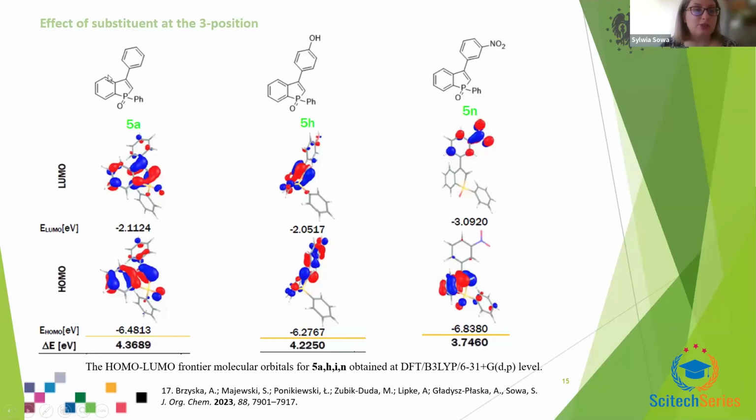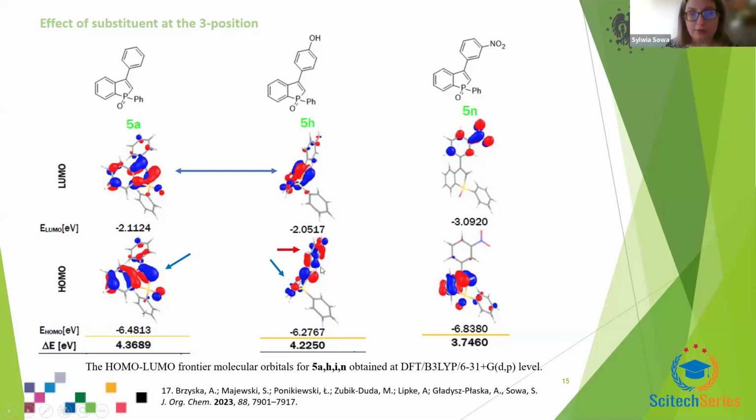For this study, we selected 3 different benzophospholes possessing phenyl, hydroxyphenyl, and meta-nitrophenyl groups. For 5A and 5H, their electron density maps are determined mostly by the benzophosphole ring. So this part of the compound decides the properties of the compound, and the only difference between 5A and the substituted 5H is the impact of the hydroxyphenyl substituent on the HOMO level here.